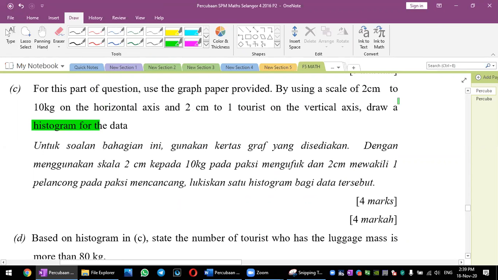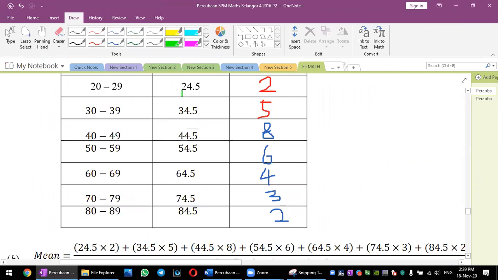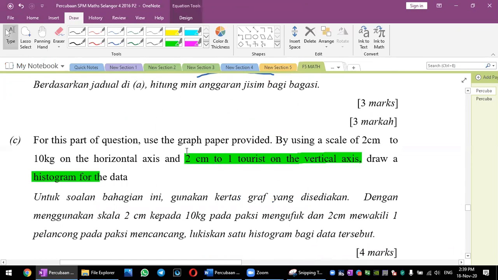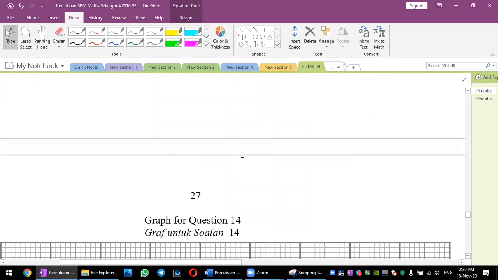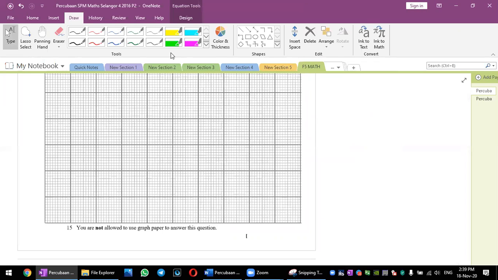Normally for paksi X saya tak tengok begini lah. Saya tengok paksi Y sahaja. Kenapa tak tengok paksi X? Sebab paksi X memang dia ikut apa yang kita punya midpoint. You see our midpoint? 24.5, 34.5. Is it between is 10? Yes, right. 10, 10, 10. So actually, dia cakap 2 cm is 10 for paksi X. Tengok paksi Y, 2 cm is 1 unit. Okay, so now I will draw here the histogram.